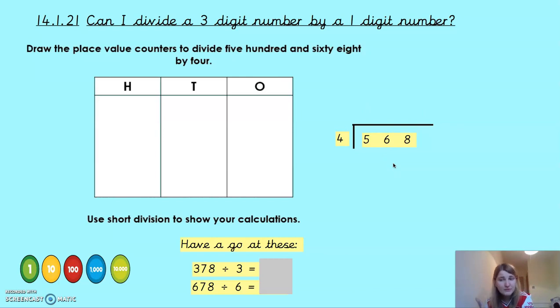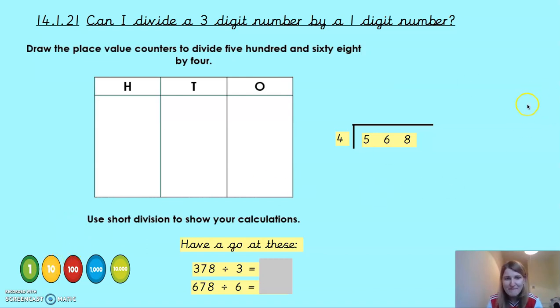Okay, now one final thing I'm going to suggest is that when I'm dividing, particularly when I'm using this formal method over here, I like to make sure I've got the times table of whatever I'm dividing by close to hand. For some of you, you might have them in your head ready to rumble. For some of you, you might think, actually, let's get my times tables written down and that should help me. But we'll look at that in just a minute. Okay, so it says draw the place value counters to divide 568 by 4.